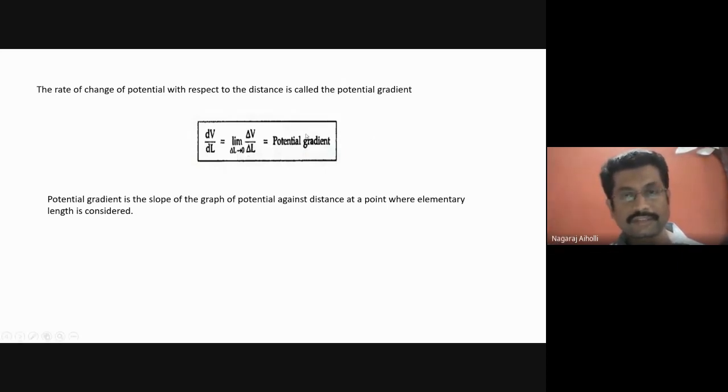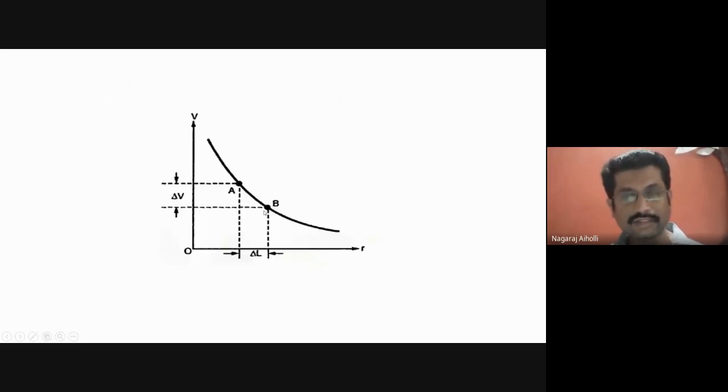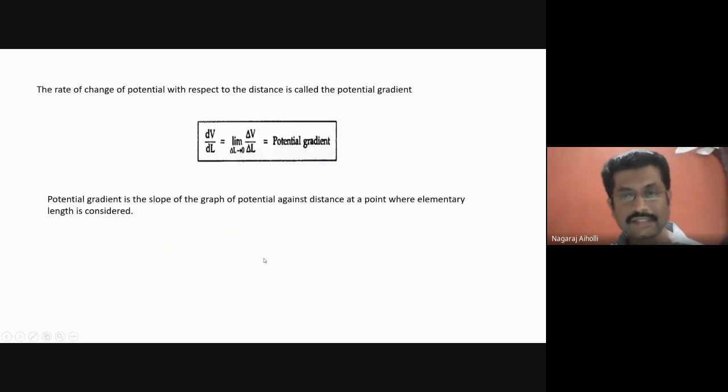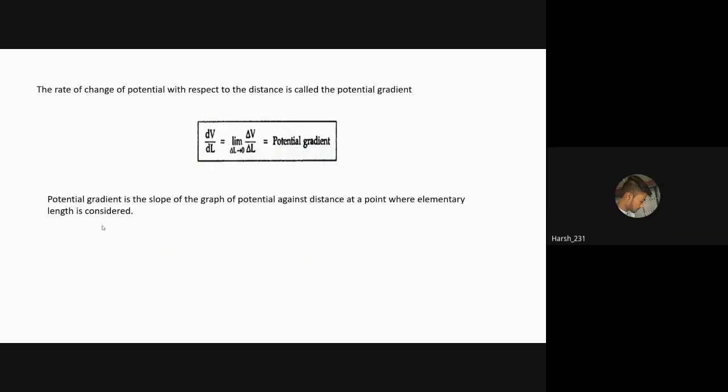So it is the potential gradient at a particular point. That is, the potential gradient is the slope of the graph. It is the slope of this graph, because it is delta V by delta L, y intercept divided by x intercept. What is the slope, students? Slope is equal to y by x mathematically. This is our y axis, this is our x axis. Slope is given by y by x, that is delta V by delta L against distance, at a point where an elementary length is considered. I hope now it is clear. Yes sir, understood sir.